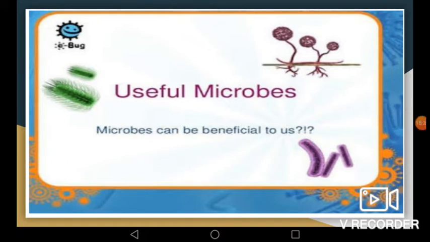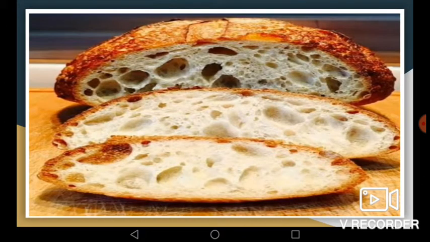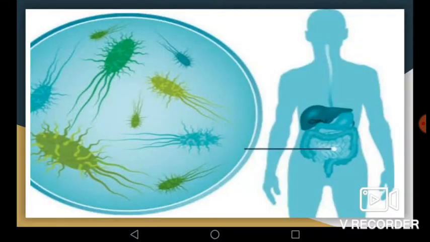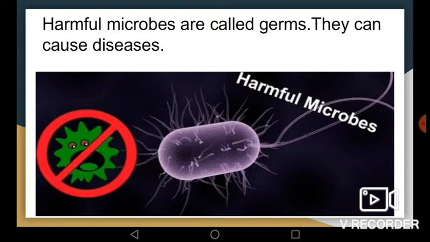Microbes can be beneficial to us also. Means there are some uses of microbes. Some microbes are used in making bread and bun. Some microbes change milk into curd. Some microbes help in the digestion of food. Some microbes help in the process of rotting of dead plants and animals.